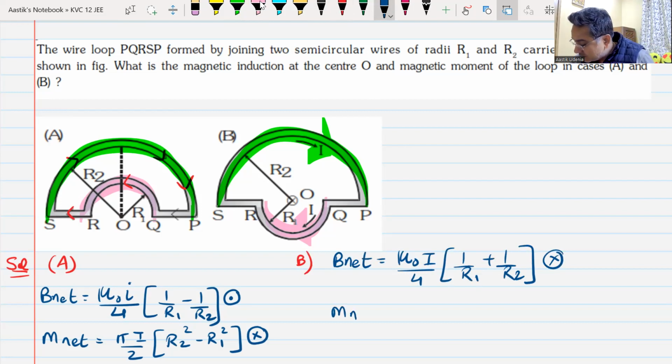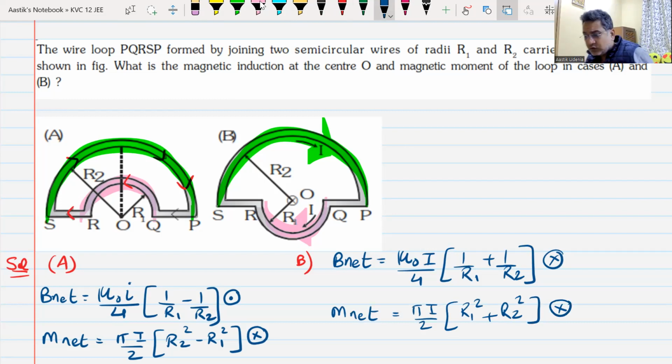The net dipole moment, not mu naught, is pi I by 2 into (R1 square plus R2 square), both going inside. Do we understand this? Yes or no? You have 2 minutes to note down the answer.